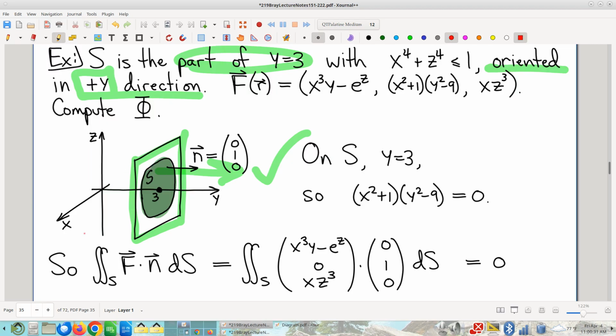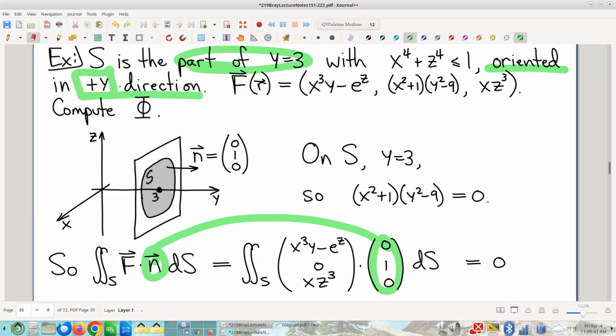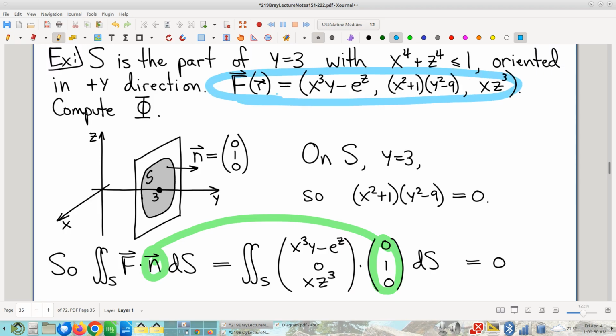Cool. So let's see here. Let's go ahead and write that down. Our normal vector is 0, 1, 0, right? And again, hardly any work at all. Okay, now there's still the annoying matter of the vector field, right? And I've got this monster of a vector field that I've got to deal with.